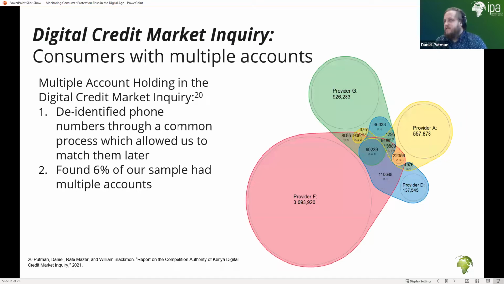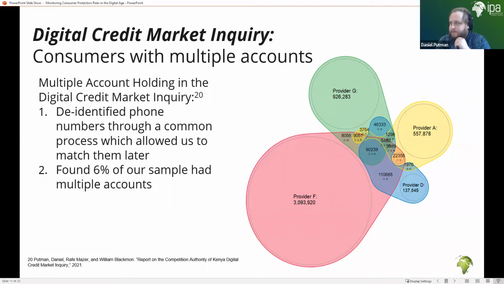Just an example of the kind of things you can do. This is a couple of providers, and what we did is make a Venn diagram of accounts, showing who held accounts at multiple providers. You can see, for example, that these people had accounts at provider G and provider F, and these people had accounts at three providers, including provider A. There's a lot of overlap. This is the kind of thing you can identify from this type of data.